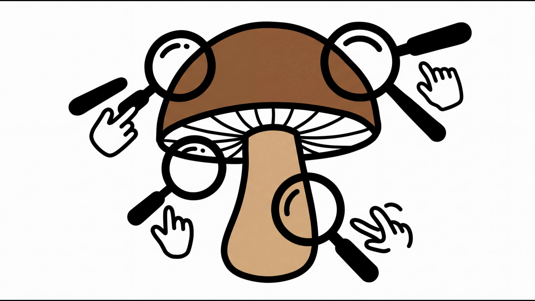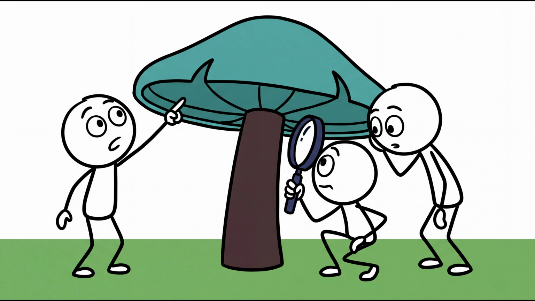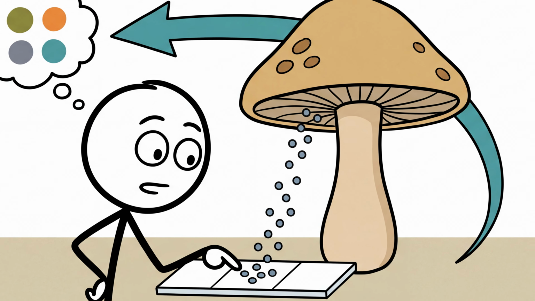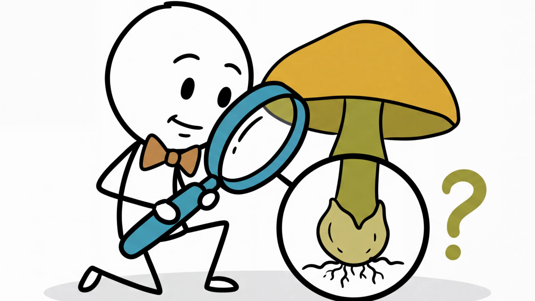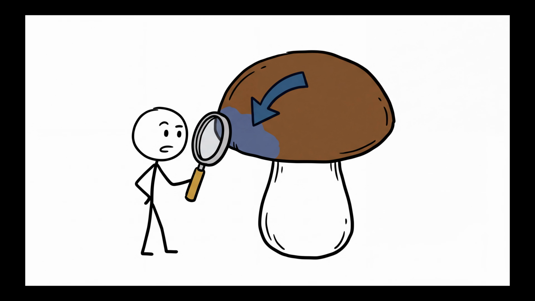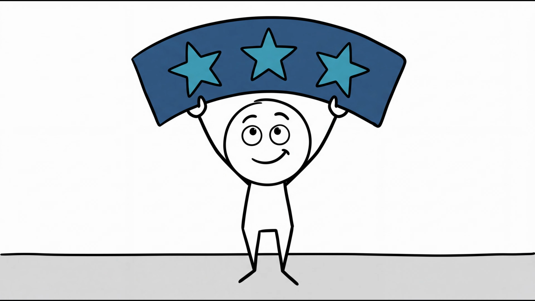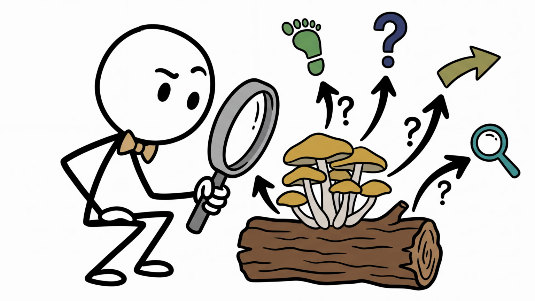Experts don't look at just one feature. They may examine the shape and color of the cap. They look underneath the cap. Are there gills? Are there pores? What color are the spores? What does the stalk look like? Does the base have a bulb or other distinctive structure? Does the mushroom change color when bruised? And perhaps most importantly, where is it growing? The location and growing substrate can be important clues.